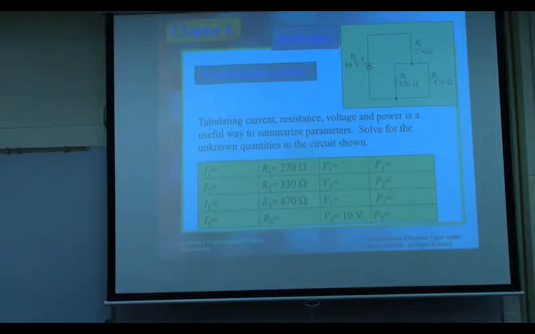Which one are you going to start with? Add up all the resistance and get the total resistance. So which one? This one, right? Good. So what is RT?